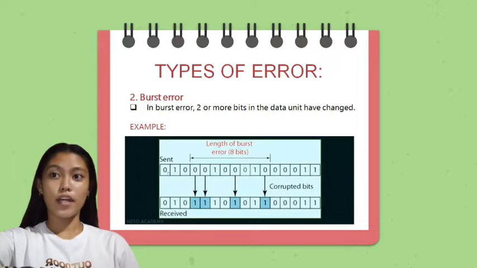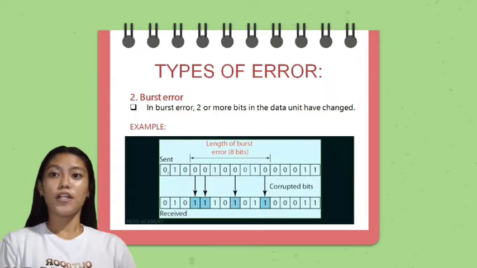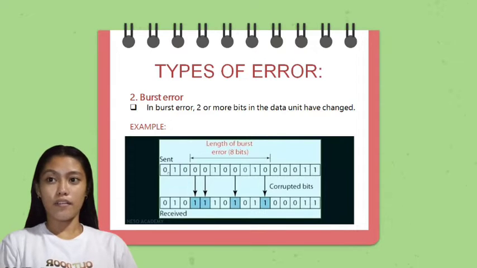Burst error. In burst error, two or more bits in the data unit have changed. It means two or more bits in a data unit are changed from 1 to 0 or from 0 to 1, as shown in the figure. In burst error, it is not necessary that only consecutive bits are changed. The length of burst error is measured from the first changed bit to the last changed bit, as shown in the figure. Length of burst error is 8, although some bits are unchanged between. Burst error is most likely to occur in a serial transmission. The noise occurring for a longer duration affects multiple bits. The number of bits affected depends on the data rate and duration of noise.